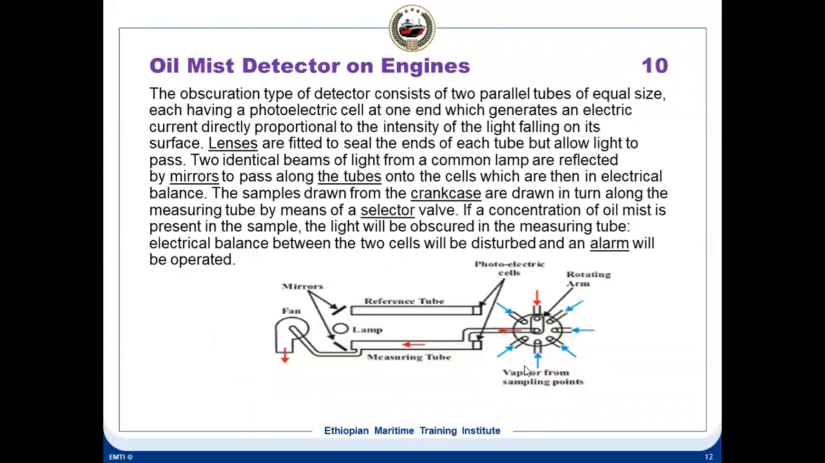Okay, so these two things are clear. One is the engine room oil mist detection system, and the other is the atmospheric oil mist detection system. Purpose of both of them, what are the basic working principles? Whichever is easier, I think this one is easier. You can draw this diagram if they ask you what is the working principle.